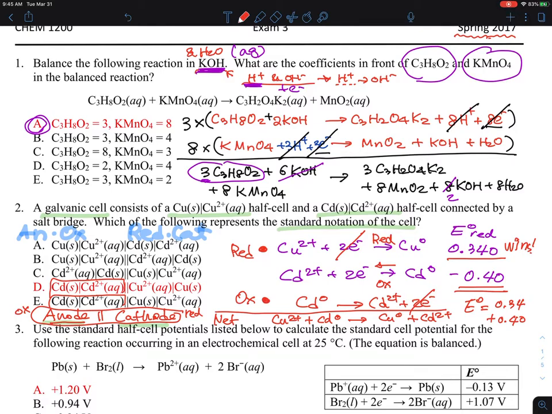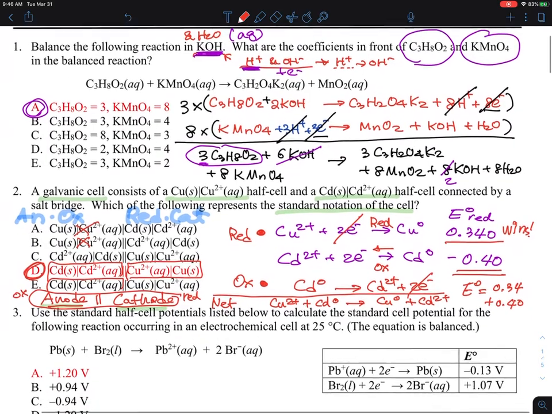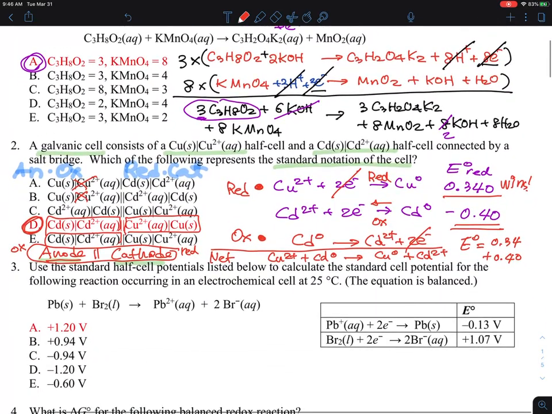So that's good to see, and this cannot actually be written in that way. And then what's the reduction? Reduction is from here to there, right? So that's a reduction happening this way. So therefore, D is the answer. So remember, the half cell reaction is written in this way. Okay. So far, so good.